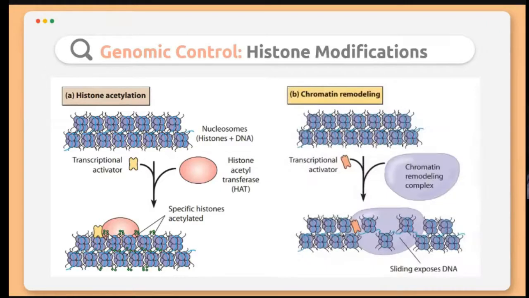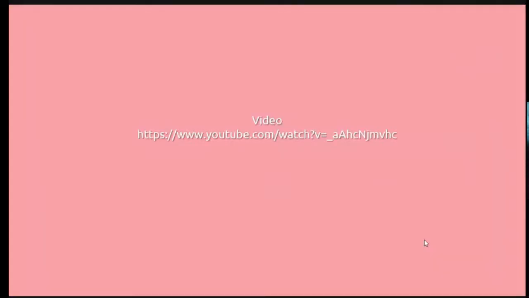And another histone modification is through chromatin remodeling. In chromatin remodeling, you have a chromatin remodeling complex. Tapos, ina-expose niya basically yung DNA mo. And again, it allows the transcriptional activator to activate this region of the genome for the genes na nandito na magamit or ma-express. So, itong dalawang to ginagamit to turn on your genes. Merong video. Wait lang.